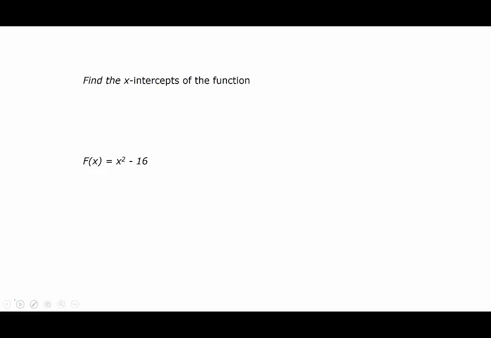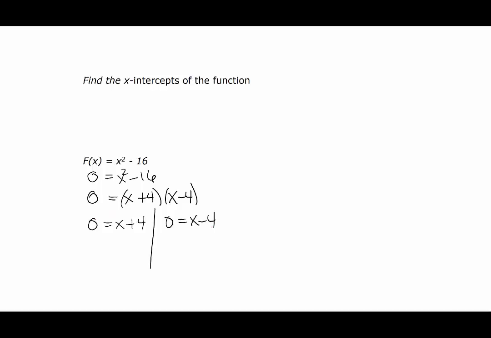Find the x-intercepts of the function. So we're going to set the function equal to 0. To find the x-intercept, you set y equal to 0. And in this case, we're going to factor, and then we're going to split, and then we're going to solve. So x is equal to -4 and +4. Those are the two x-intercepts of the function.